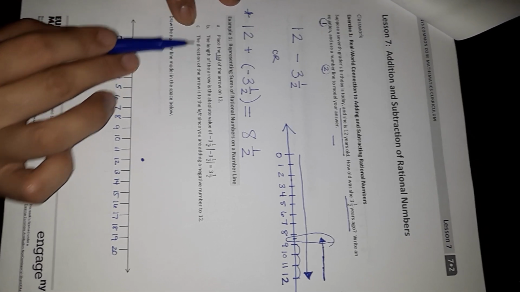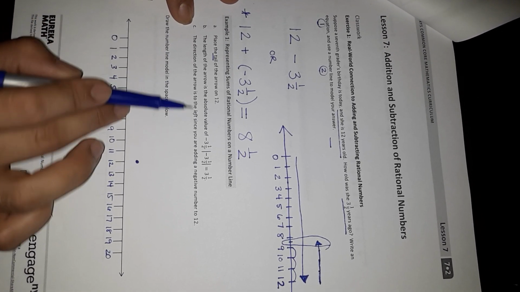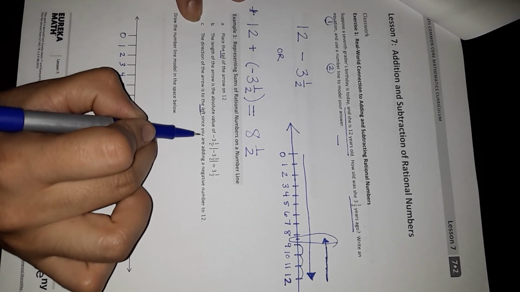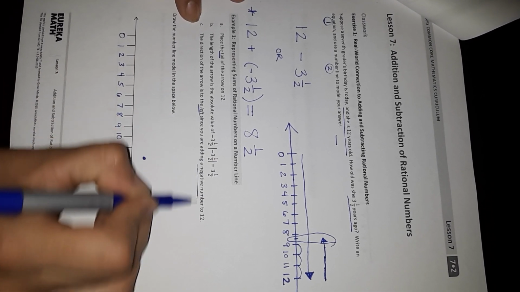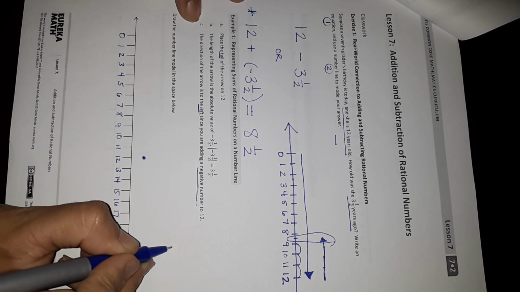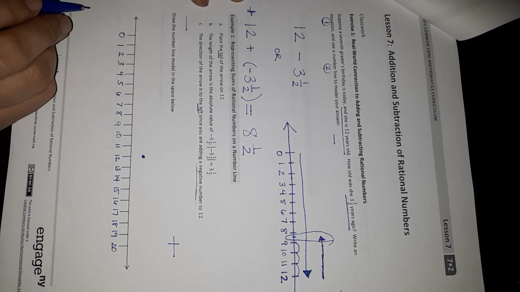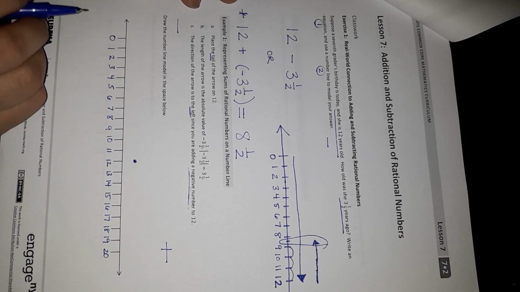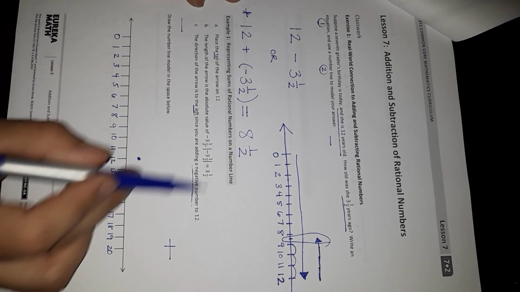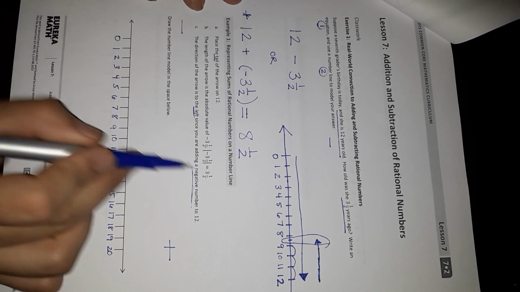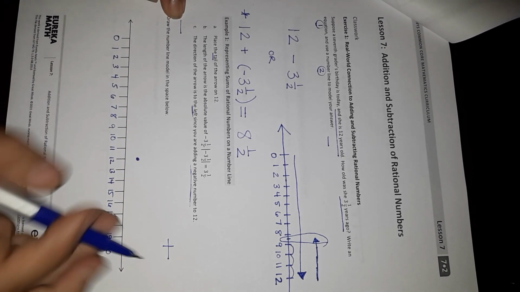And the next step says the direction of the arrow is to the left. How do they know that? Well, since you are adding a negative number to 12, same deal, right? Addition of positive numbers are to the right, negative numbers are to the left. So we are going to draw this arrow 3.5 spaces to the left.